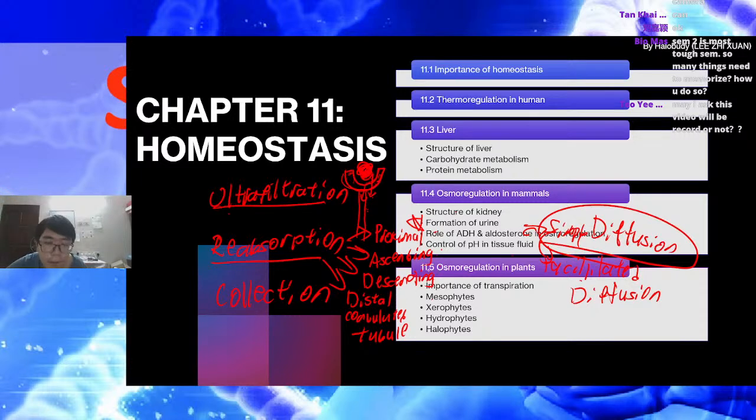Different parts have different types of reabsorption, and also in collection, because collection is in the collecting duct, so there are only two. But you need to know what the components and nutrients are that can be reabsorbed in the collecting duct. Okay. So it will be learned in very detail, not just in general form as in SPM.